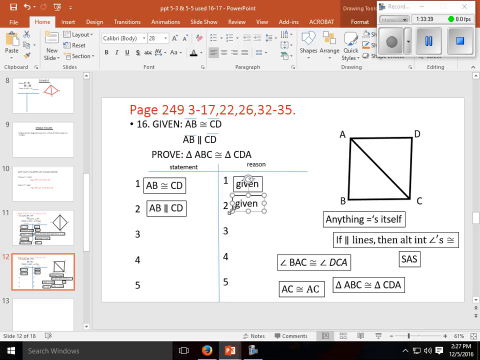Angles next, right? Yeah, that's the only one. Yeah, it's the only one with angles. Angle BAC.